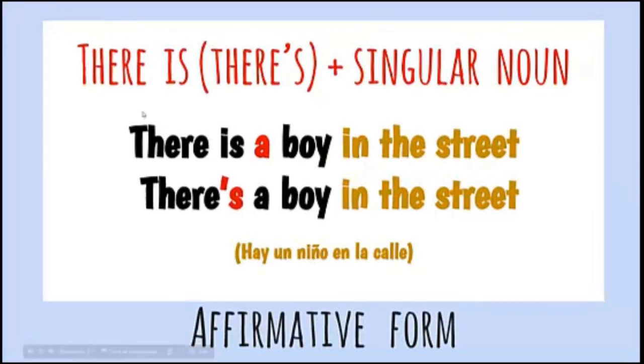So the structure is there is or there's plus a singular noun. It is the same with an uncountable noun too. There is a boy in the street. Don't forget to use the article in front of a singular countable noun.